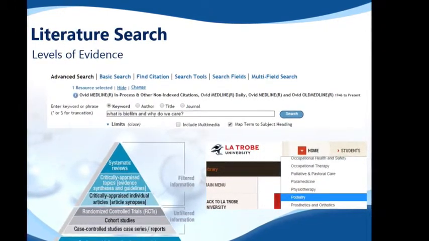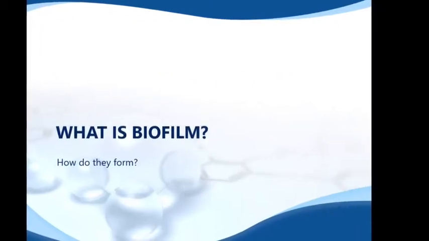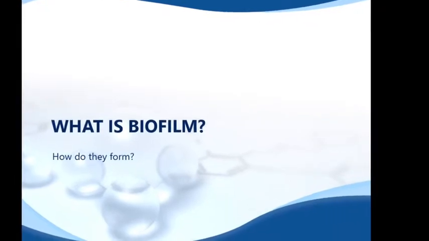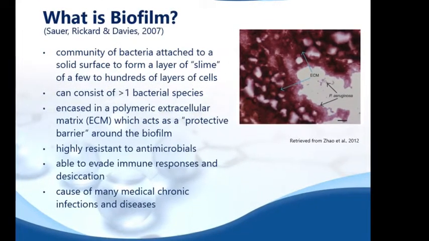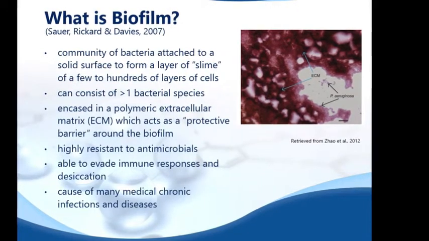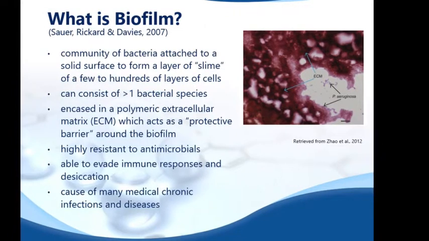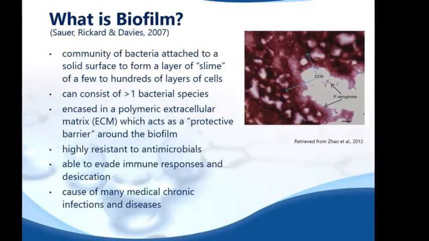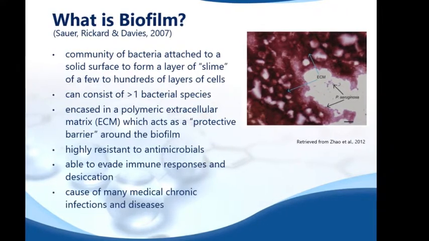What is a biofilm? A biofilm consists of a community of bacteria attached to a solid surface to form a layer of slime of a few to hundreds of layers of cells. It can consist of more than one bacterial species. The bacteria are encased in a polymeric extracellular matrix or ECM, which acts as a protective barrier around the biofilm.